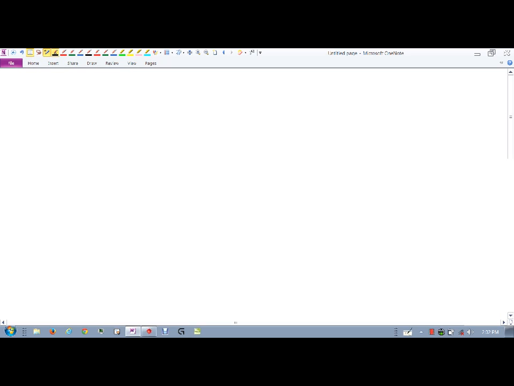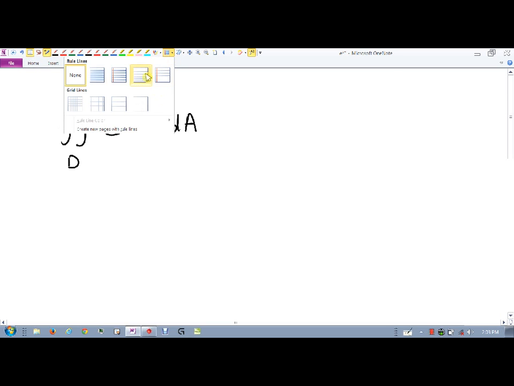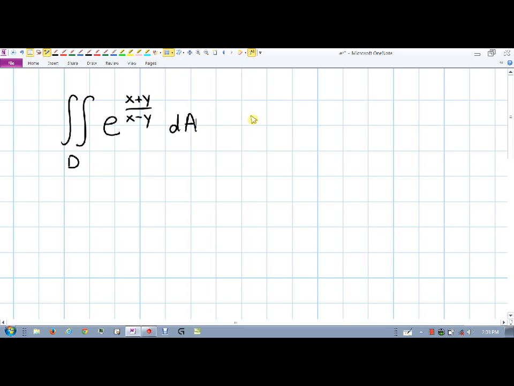All right, so here we go. Before we do it, though, take a look at this. Is that something you would want to try and integrate with respect to x or y? Wouldn't exactly be the easiest thing to integrate. So let's take a look at our region of integration. Our region of integration is this trapezoid.